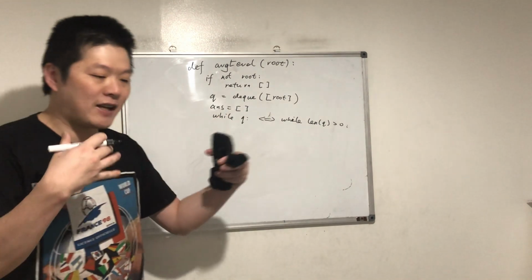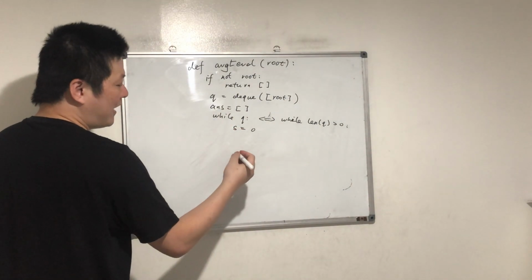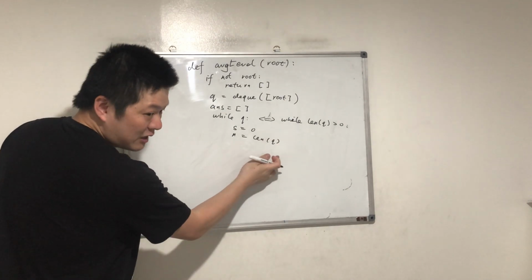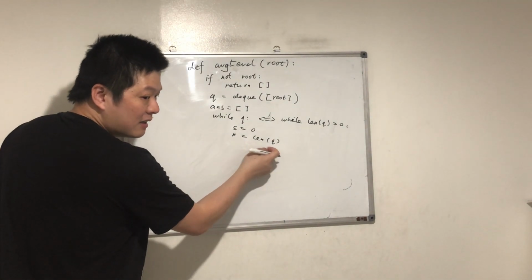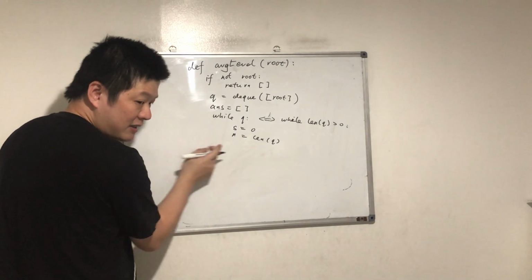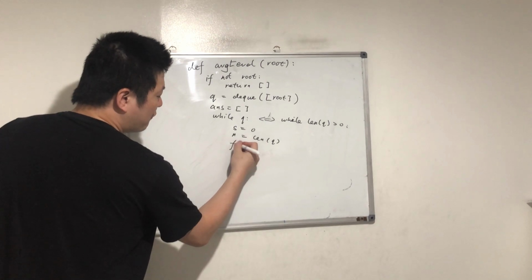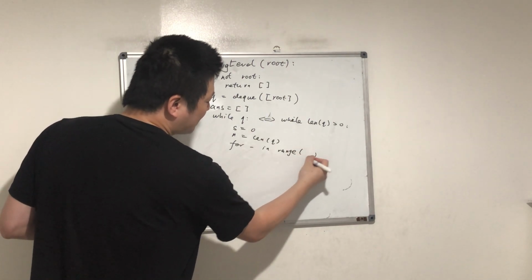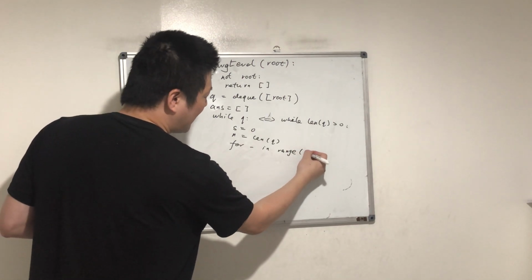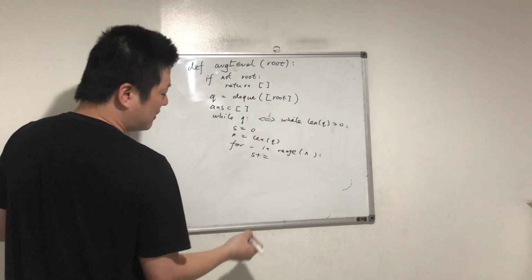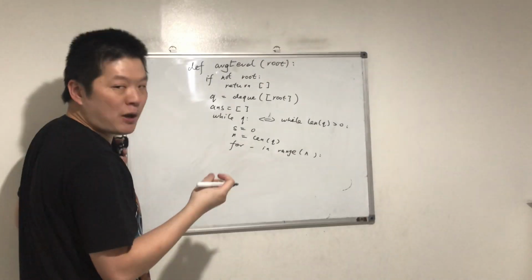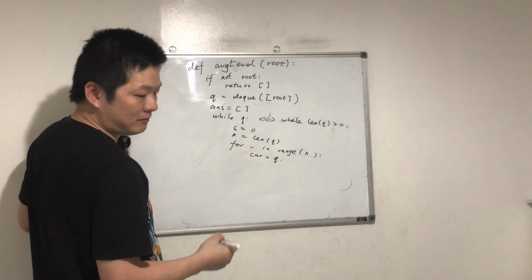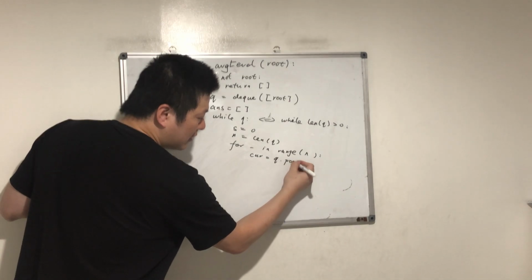So I want to calculate the sum. First of all, I have S equals zero, right? And how many nodes are there in the Q? So n equals len Q, right? This is the number of nodes in the Q. Now look, for underscore in range, let's repeat how many times? What should I put here? n, well done. Now I want to pop an element from the Q, so current equals Q dot what? Pop left. Yeah, popleft.